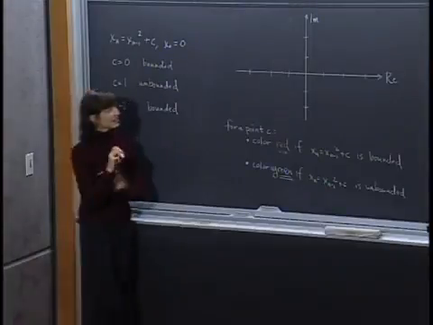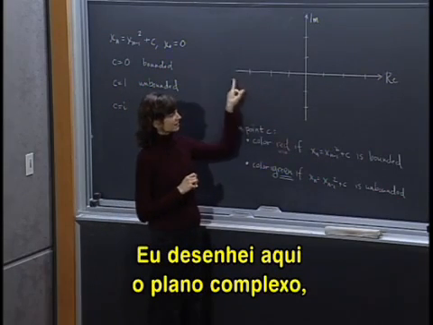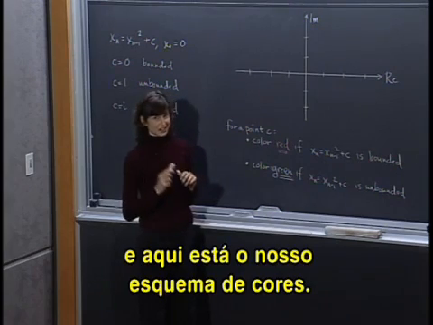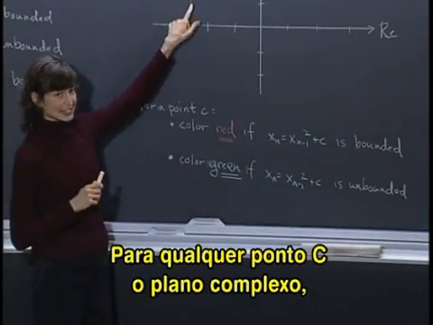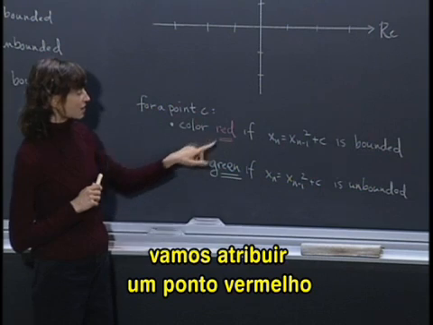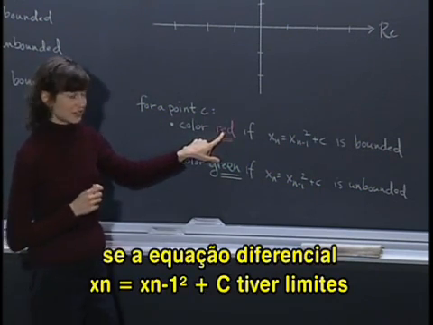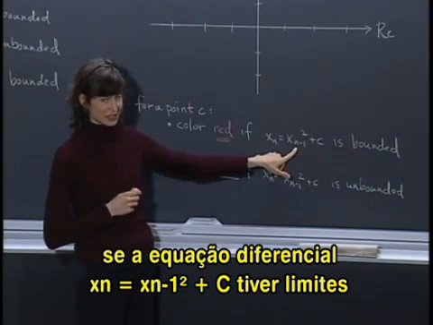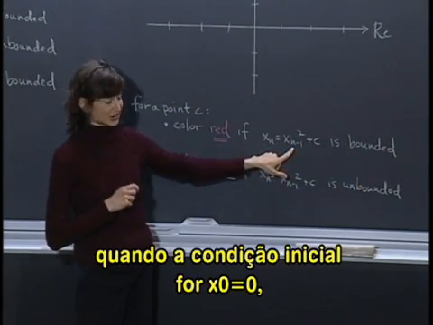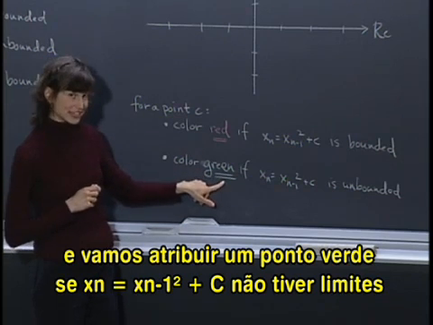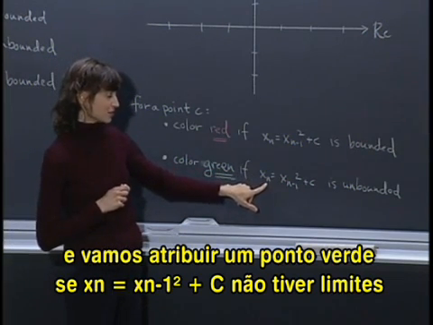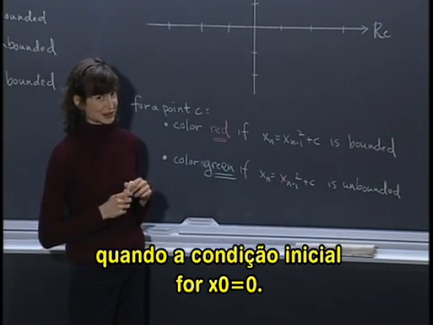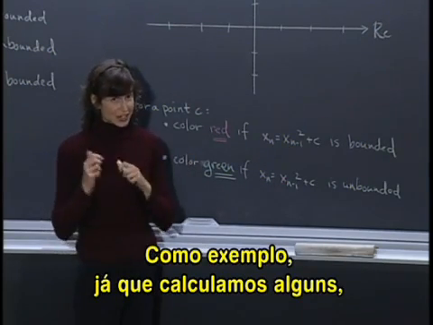Here's what I mean. Here I've drawn the complex plane, the real axis and the imaginary axis. Here's our coloring scheme. For any point c in the complex plane, we'll color that point c red if the difference equation xn equals xn minus 1 squared plus c is bounded when our initial condition is x0 equals 0. And we'll color that point green if xn equals xn minus 1 squared plus c is unbounded with the initial condition x0 equals 0. So for example, we've already computed a few of these.